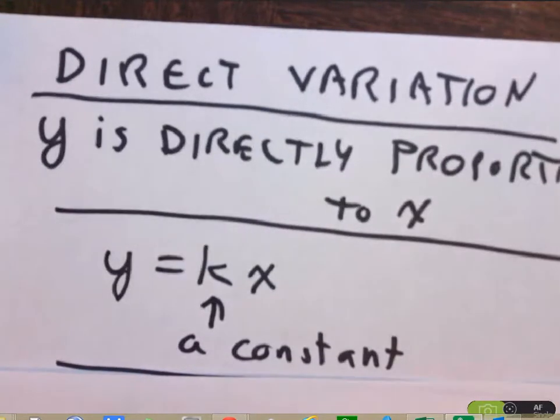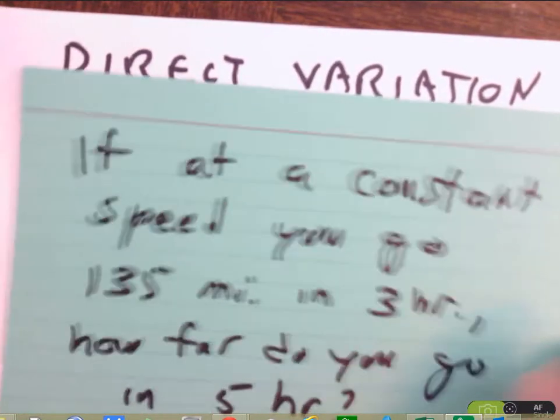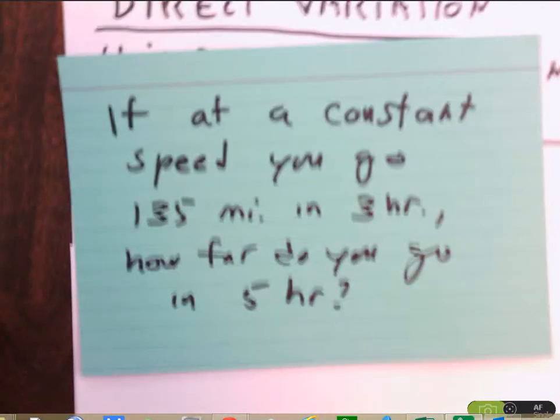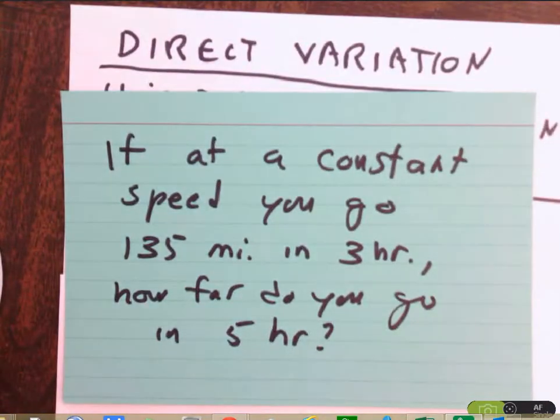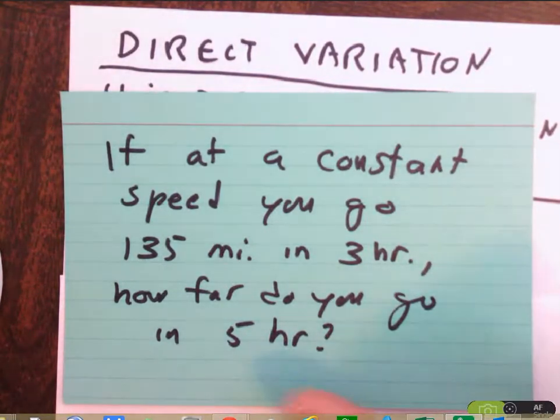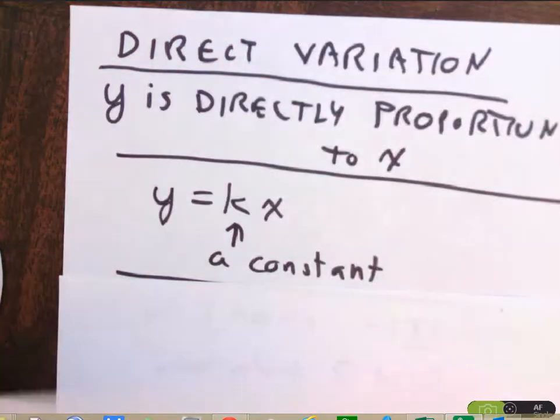Okay, so suppose we have a problem. We don't have this whole table before us, but we have this problem. If at a constant speed you go 135 miles in 3 hours, how far do you go in 5 hours? Well, there's basically two ways to go about this.